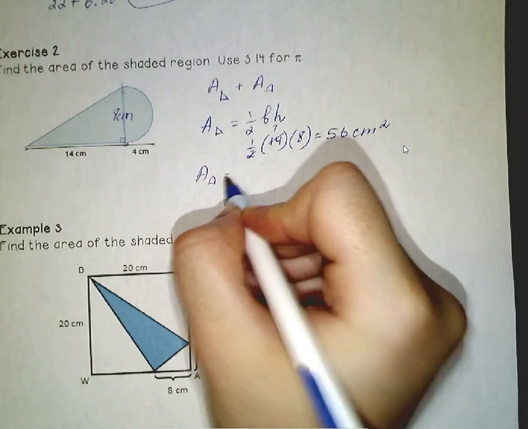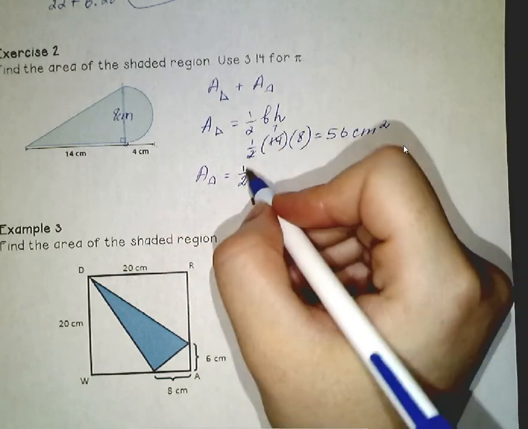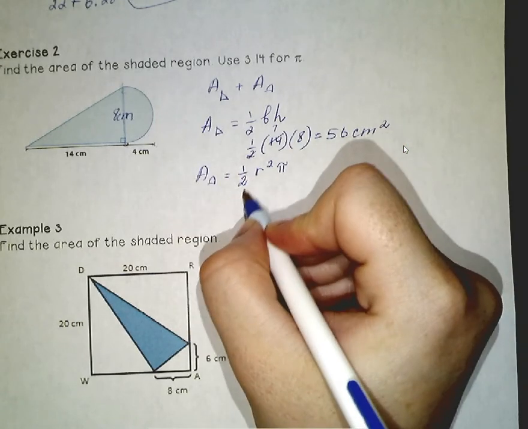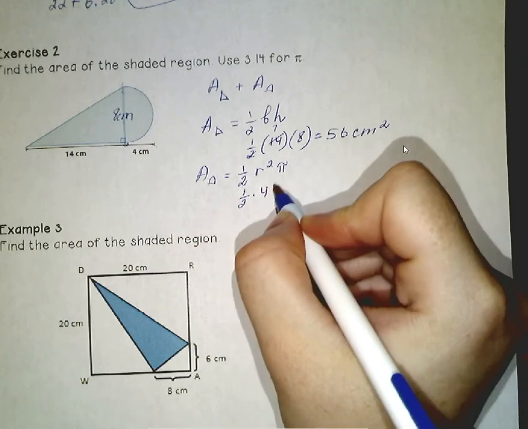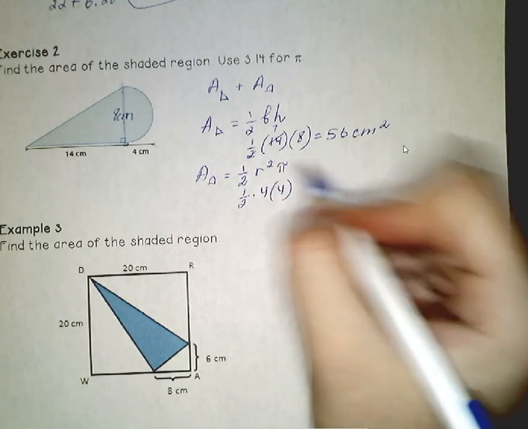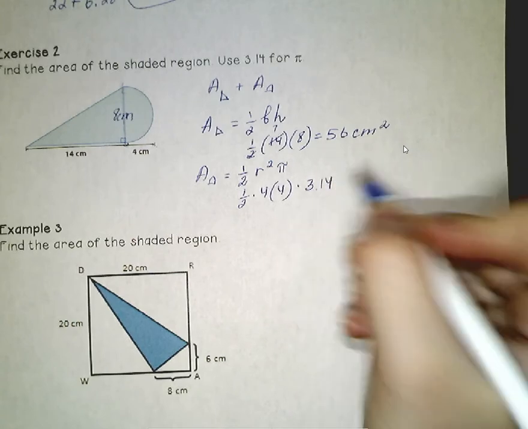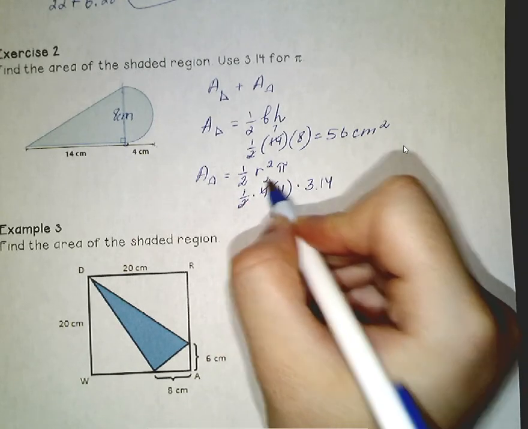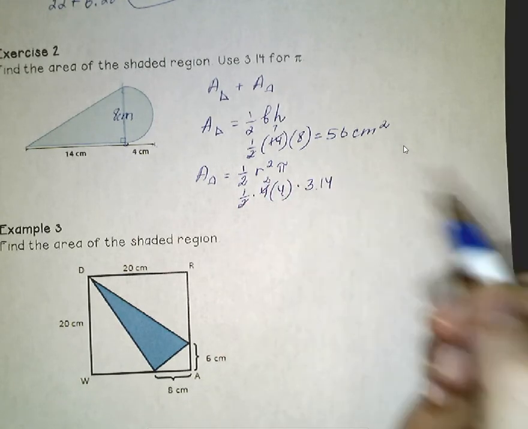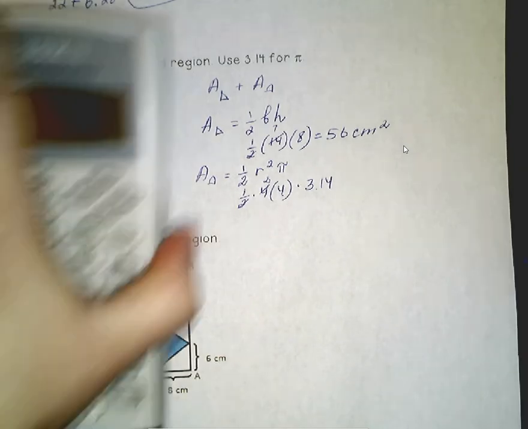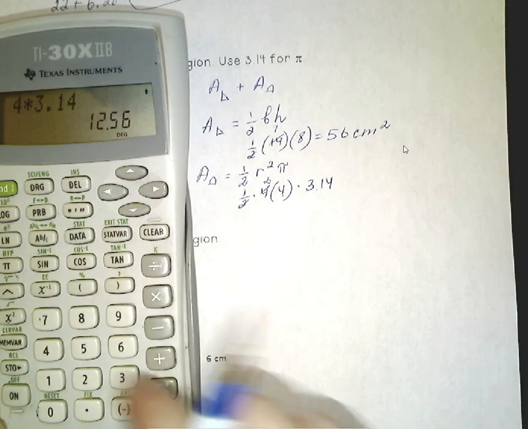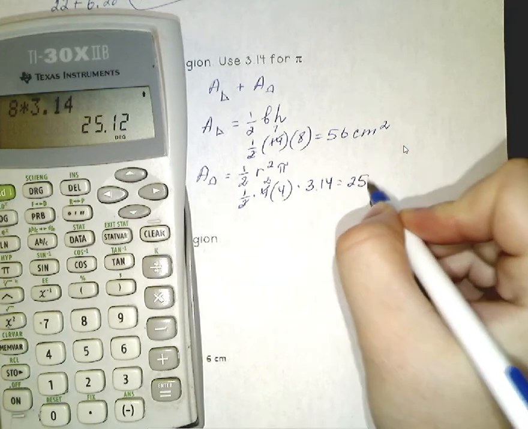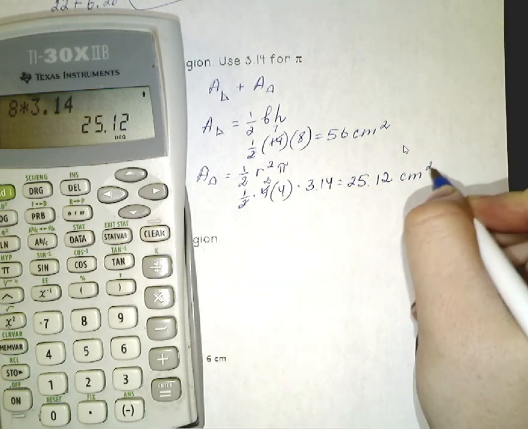Area of the semicircle is 1/2 of the area of the circle, so 1/2 times radius squared times pi. Radius is 4 centimeters, so 1/2 times 4 again, right? A radius squared times 3.14. So half of 4 is 2. We can simplify that. 2 times 4 is 8. 8 times 3.14. I'll just do it on the calculator to make it faster. 8 times 3.14 is 25.12 centimeters squared.